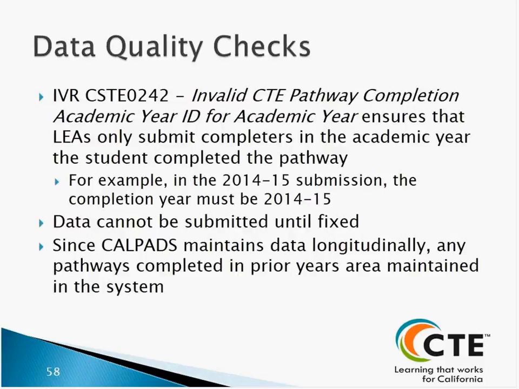So the current check that has been in there and continues to be in there is checking to make sure that the awarding year and the completion year are the same. So that's an existing rule. That's a fatal error. Data can't be certified until that's fixed.